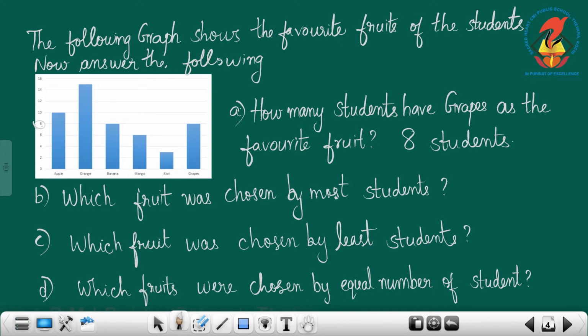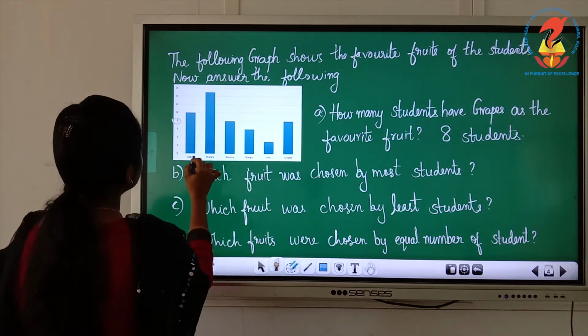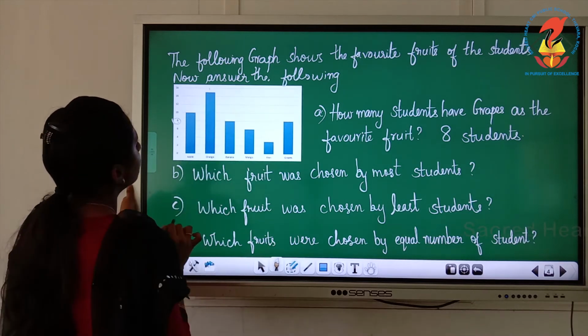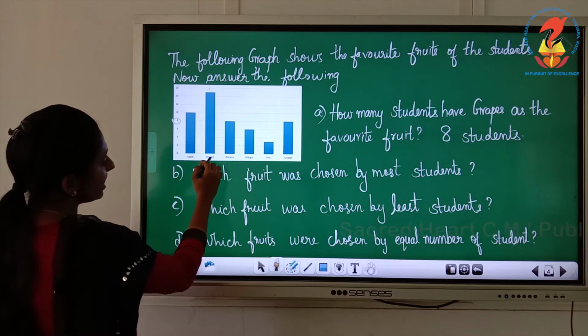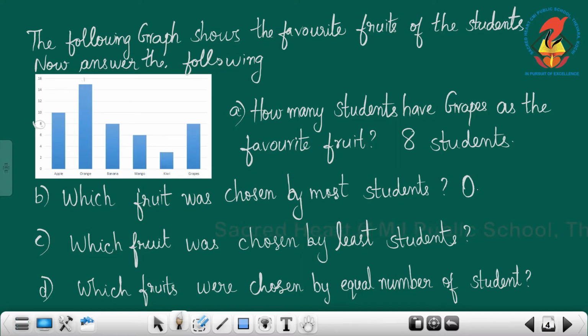So we move to the next question. Which fruit was chosen by most students? Most means the maximum, right? When we look at that graph, we can understand this is the maximum. Which fruit is that? That is orange, so we can write orange.